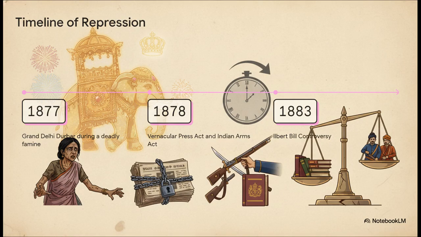Then in 1878, he rammed through the Vernacular Press Act and the Indian Arms Act. He even dropped the maximum age for the Indian civil service exam from 21 down to 19, which was a blatant move to sabotage educated Indians from passing.